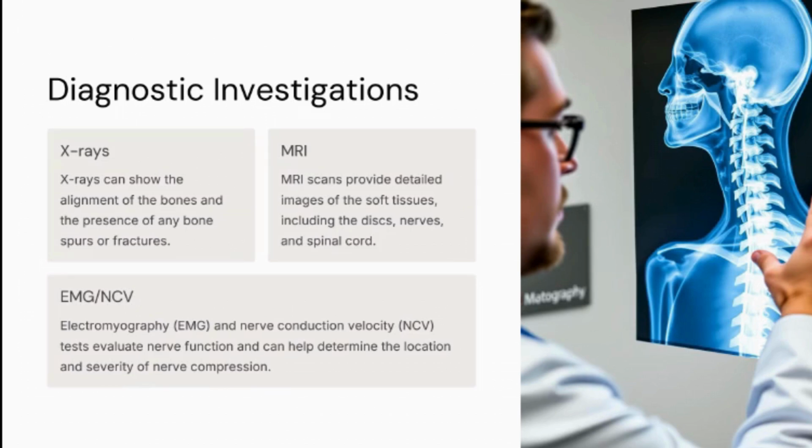X-rays, as I said, can show the alignment of the bone. In that we can see the structure and the presence of any bone spurs or fracture. Whereas an MRI scan provides detailed images of the soft tissues, including the disc, nerve and spinal cord. EMG and NCV, the electromyography and nerve conduction velocity tests, evaluate nerve function and can help determine the location and severity of the nerve compression.